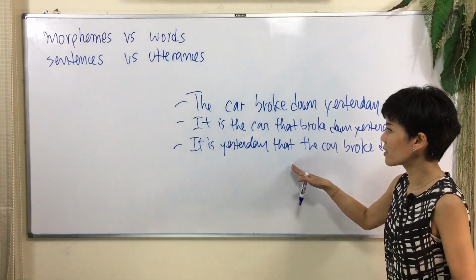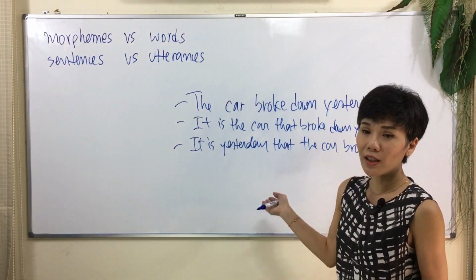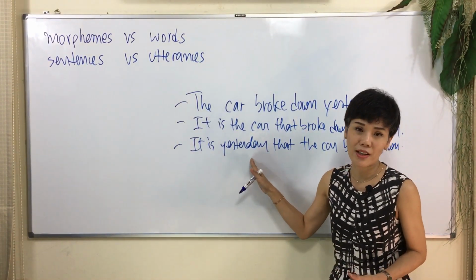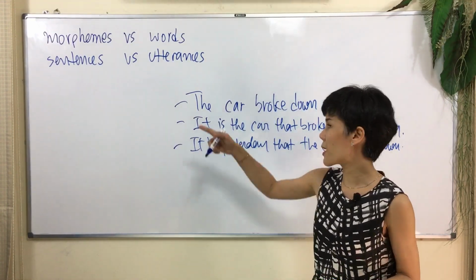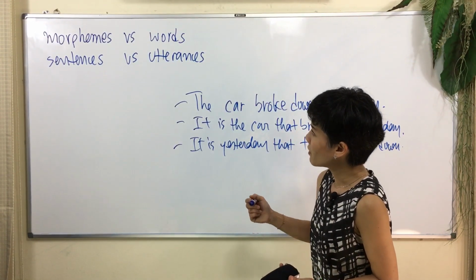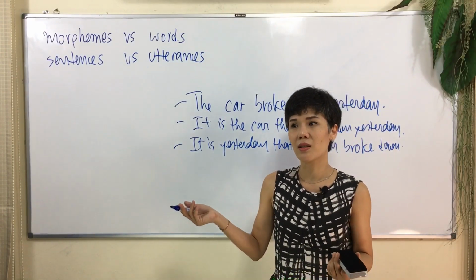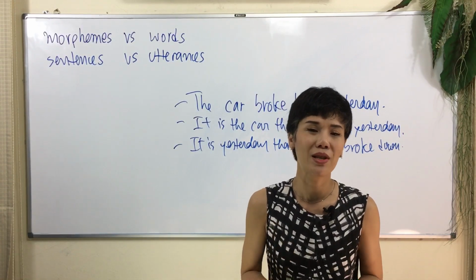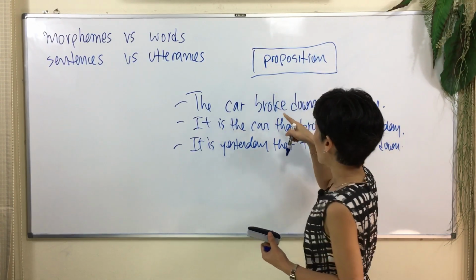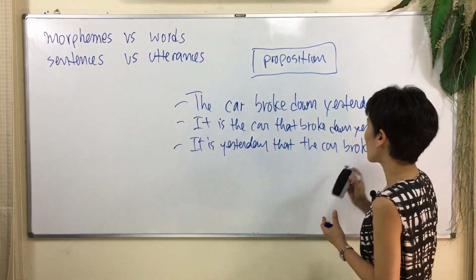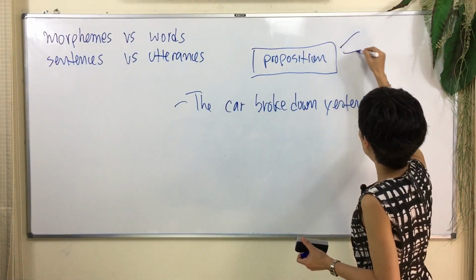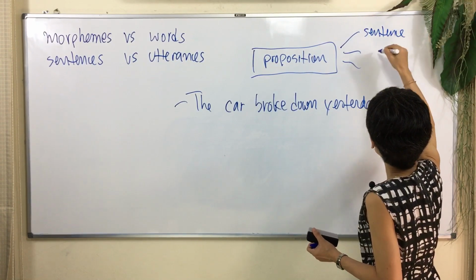So basically, these three sentences are paraphrases. They may differ in the information structure. While we focus on the car here, we focus on yesterday in this sentence. But the event expressed by these three sentences is actually the same, the event of the car breaking down yesterday. The meaning of a sentence without considering the way that it's organized, without considering the information structure, is what we call proposition. So these three sentences have the same proposition. If we draw a diagram, we can say that one proposition could consist of more than one sentence, right?